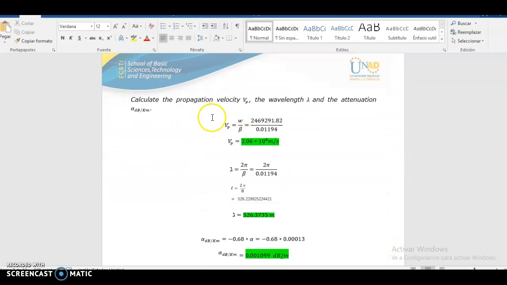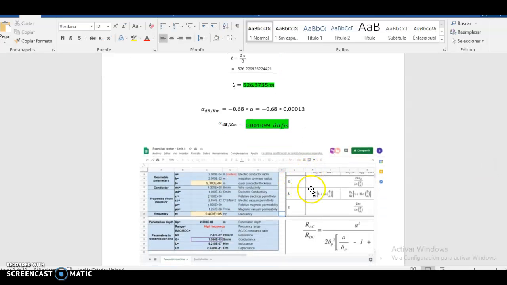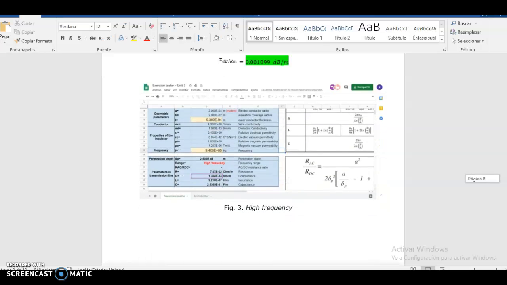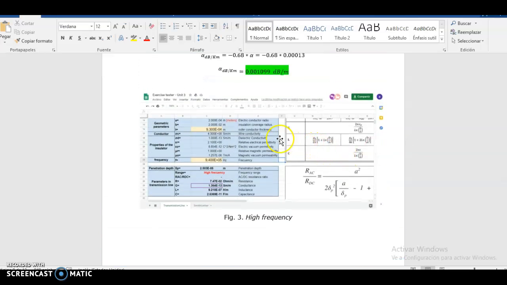Calculate the propagation velocity, the wavelength, and the attenuation. In the table, date, in the result.